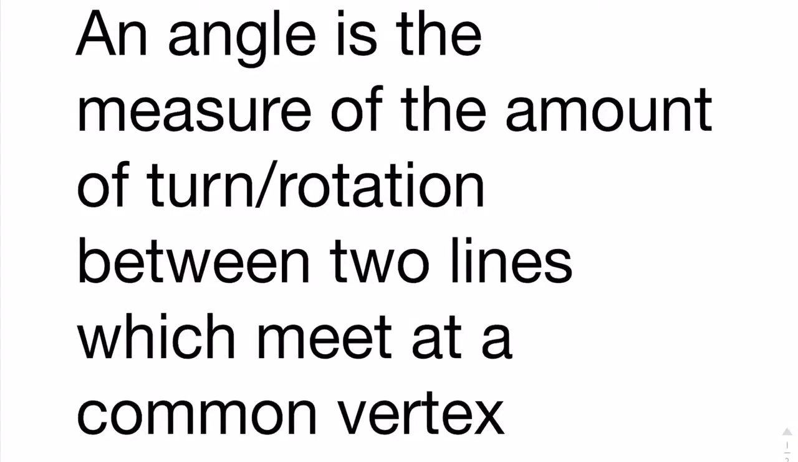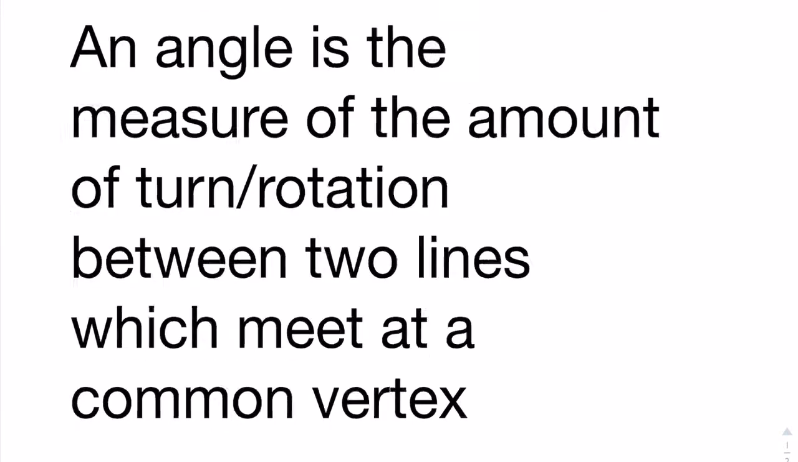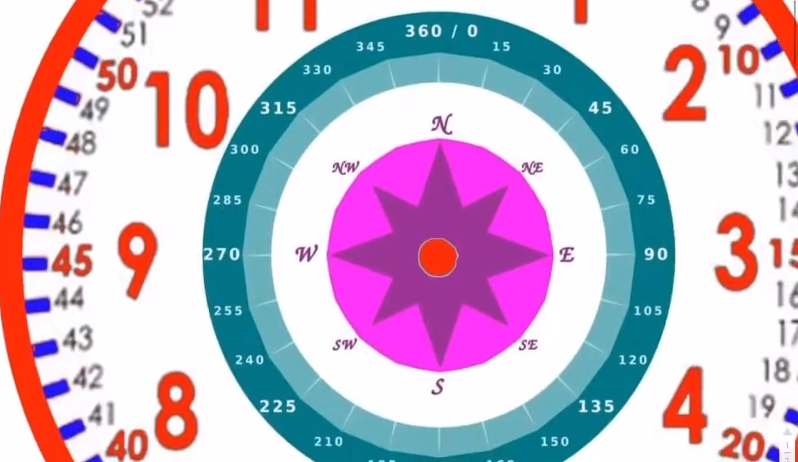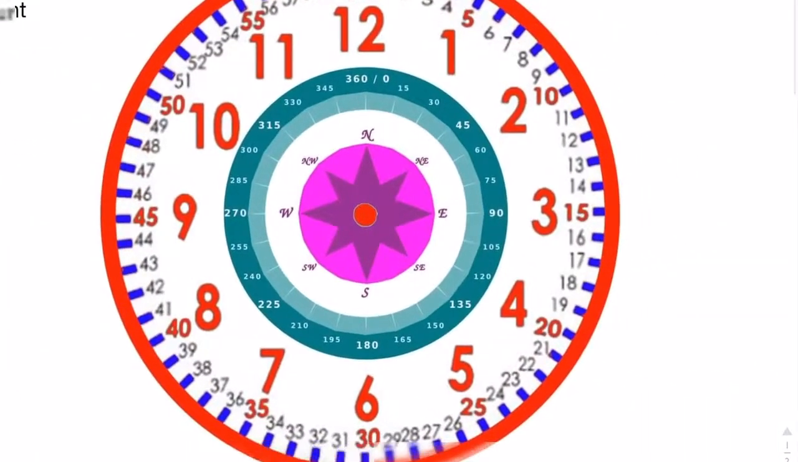Angles. This is a simplified definition. An angle is a measure of the amount of turn or rotation between two lines which meet at a common vertex. I will now illustrate angles using this 2D animation tool.